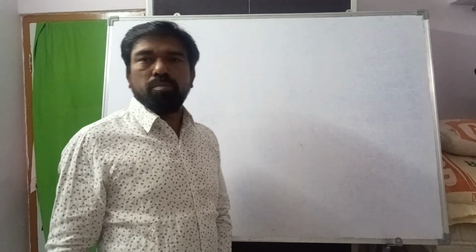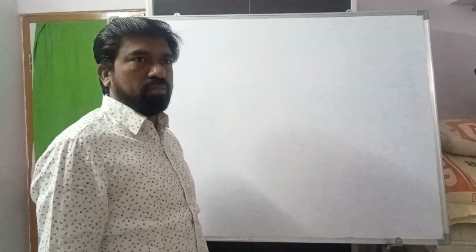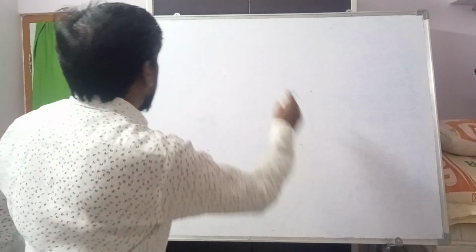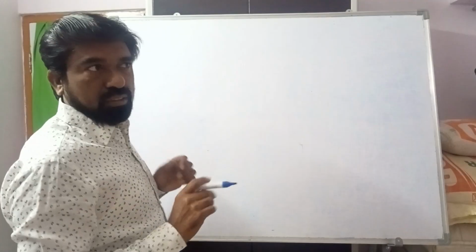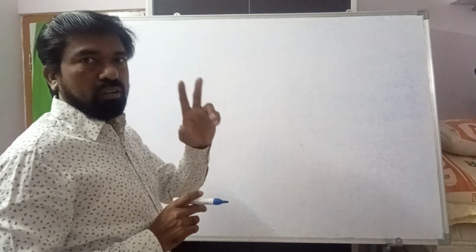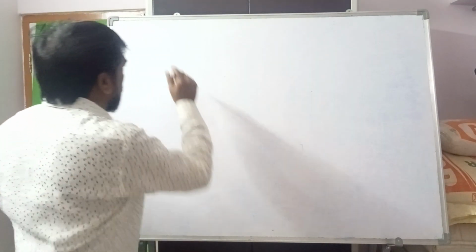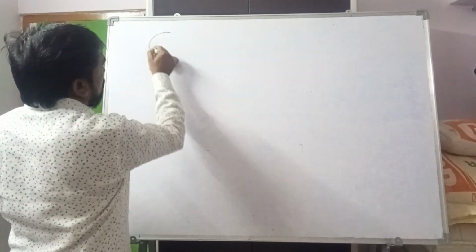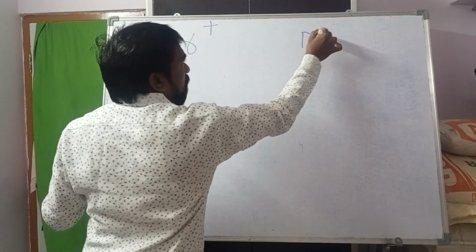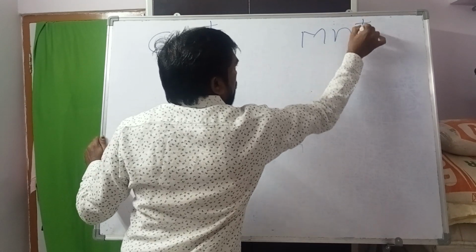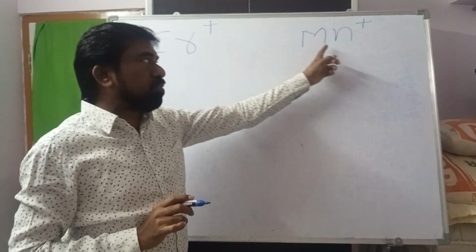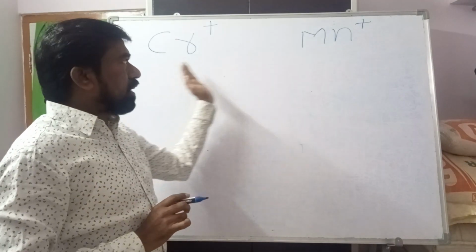In d-block elements, for NEET and JEE purposes, exchange energy. Exchange energy very successfully explains the main important case, Cr+ and Mn+. Chromium atomic number 24, manganese 25. It is across the series.